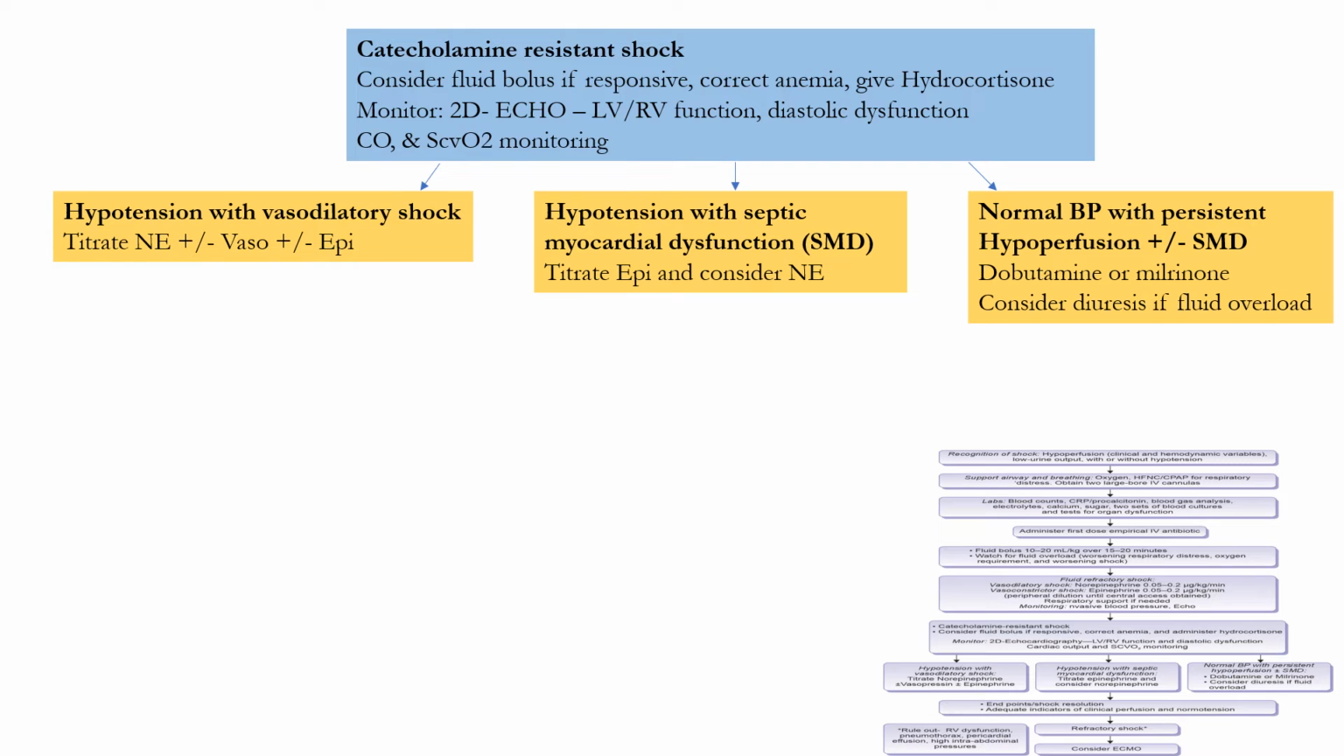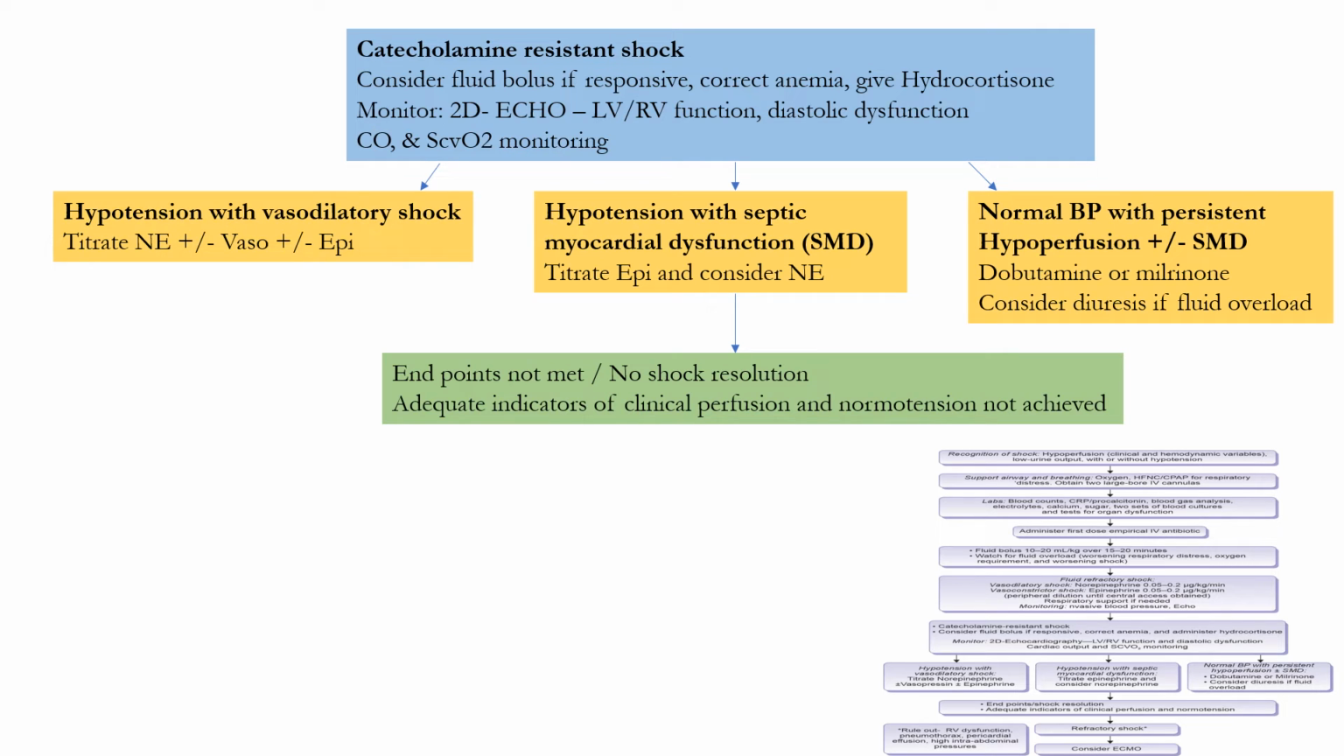The third possibility can be that the patient has normal blood pressure, but hypoperfusion is persistent and septic myocardial dysfunction can or cannot be present. In that case, you give the patient dobutamine or milrinone. Consider diuresis if fluid overload. So persistent shock despite norepinephrine and epinephrine infusions must prompt in-depth assessment for underlying pathology, and instead of giving more fluids, you need to give milrinone or dobutamine.